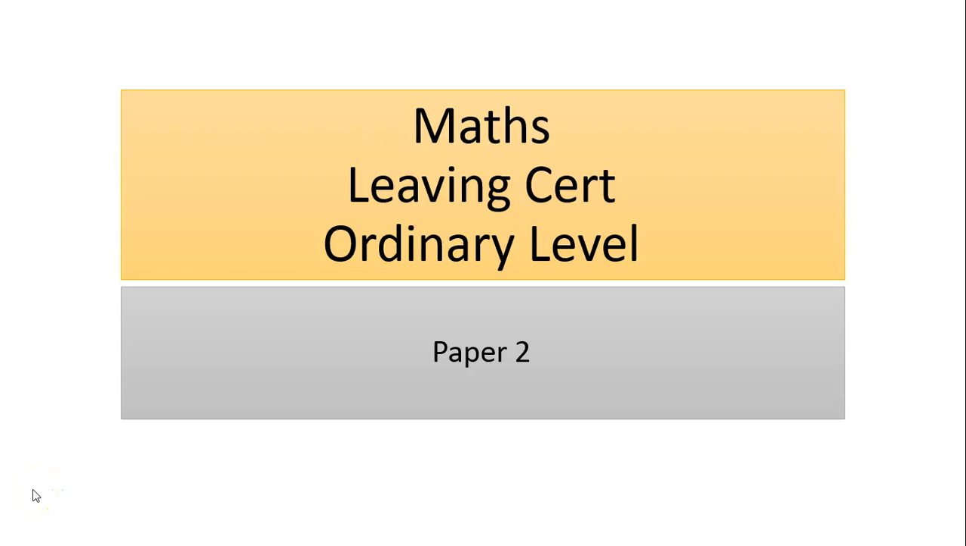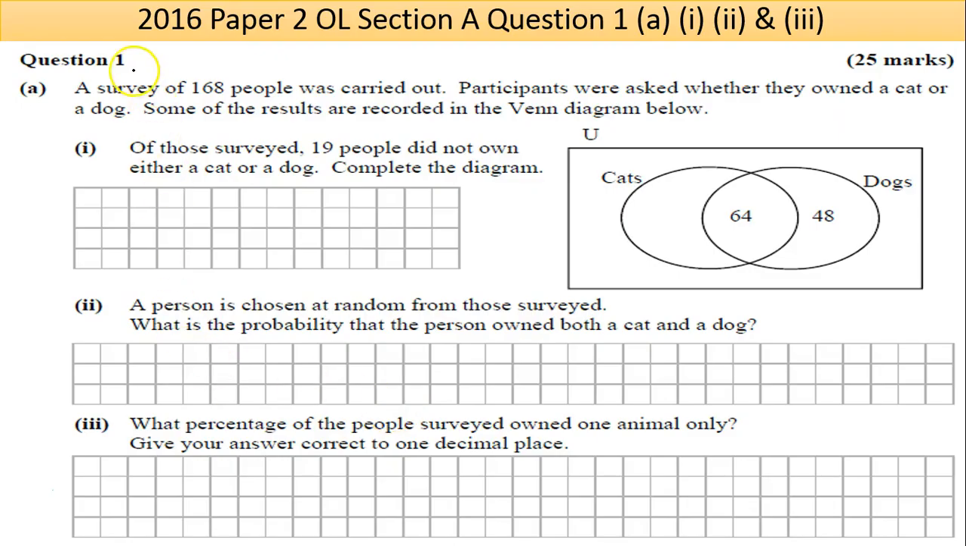Hello, this is a screencast for question 1, Maths Leaving Cert Ordinary Level Paper 2, 2016. I haven't got the year in there. So let's get stuck in. This question is worth 25 marks. So it's a Venn diagram / probability question from the looks of it. Let's read the blurb and see what's exactly happening.